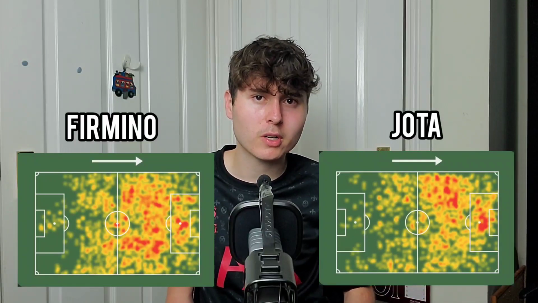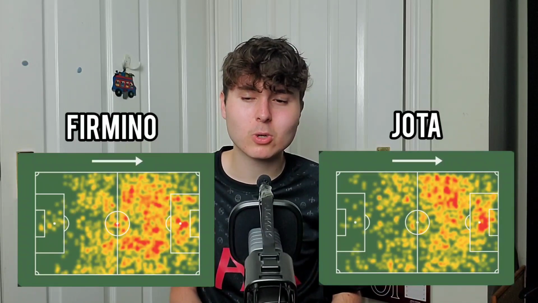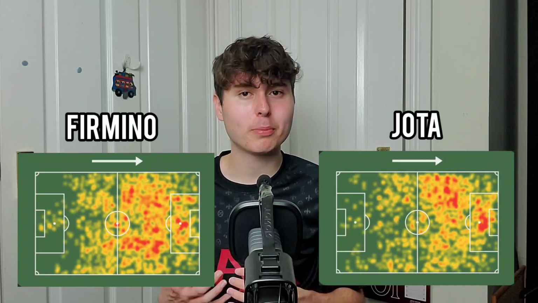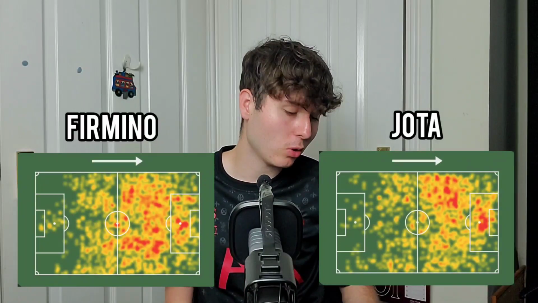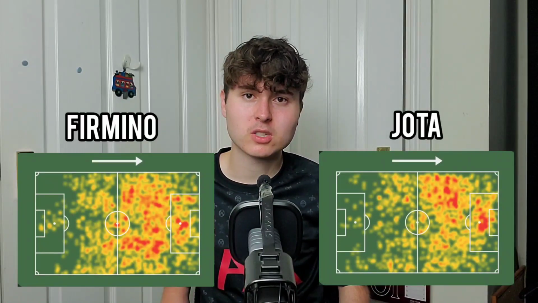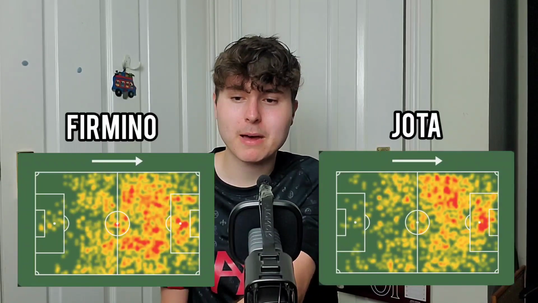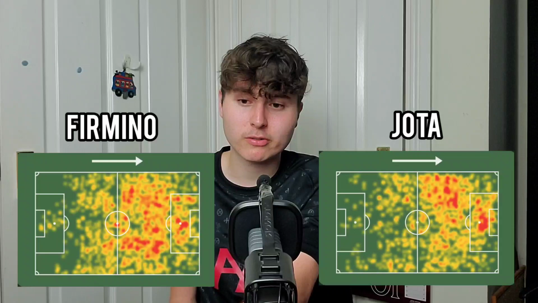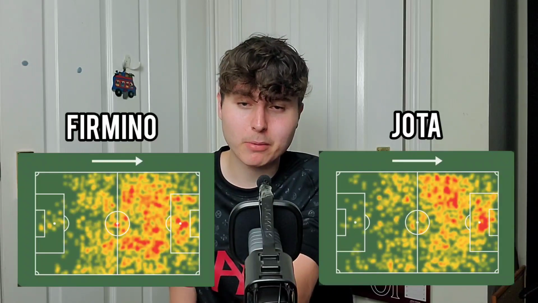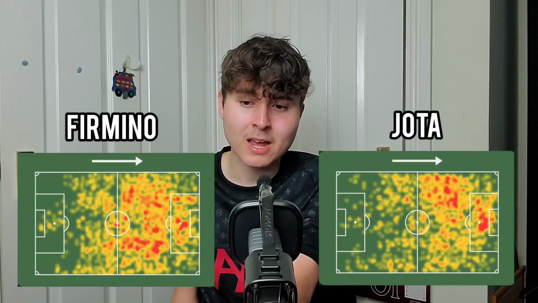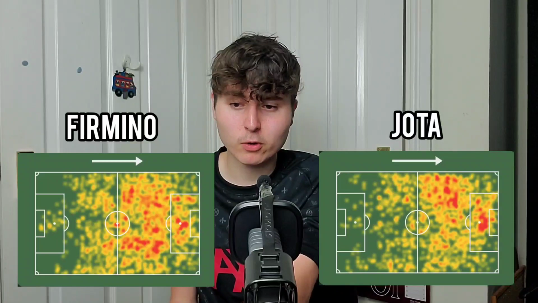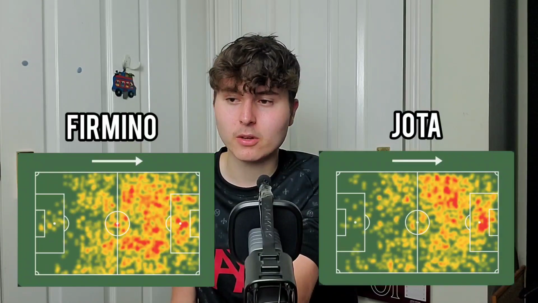Not that Firmino's not good in front of goal, but Jota, his main job is to score goals, whereas Firmino, he's a lot better at dropping deep, winning the ball back, little 1-2s and little touches in and around the central midfield positions, and that is evident by the heat map. As you can see with Jota's heat map, there's a lot of red on the left wing, because he often drifted out over there, and there's a lot of red in the box, because he was primarily in the box. There's not much red in the midfield region, and very, very little in the defensive region.